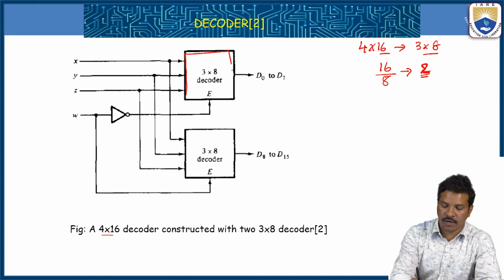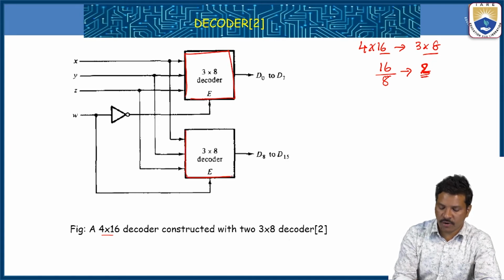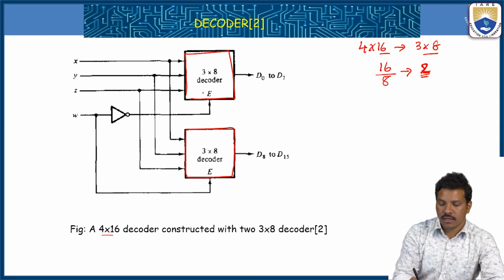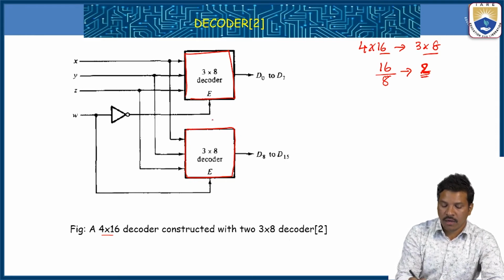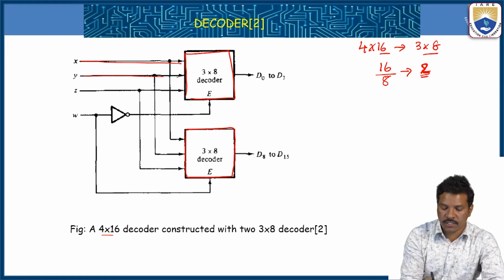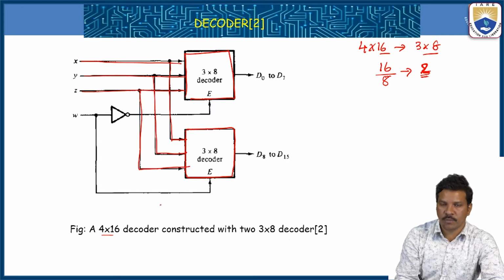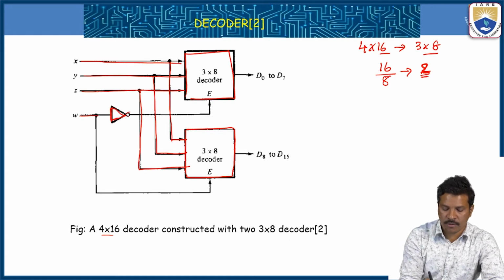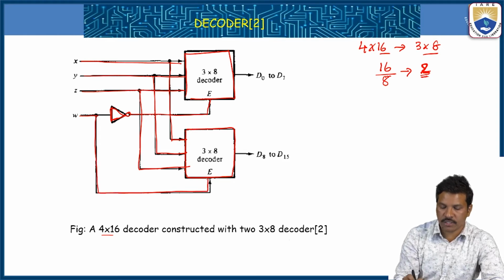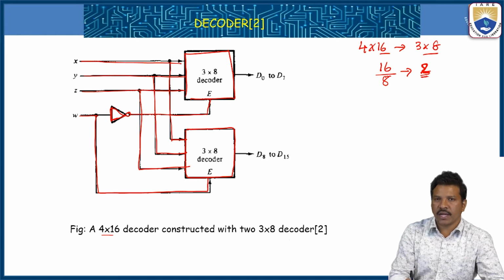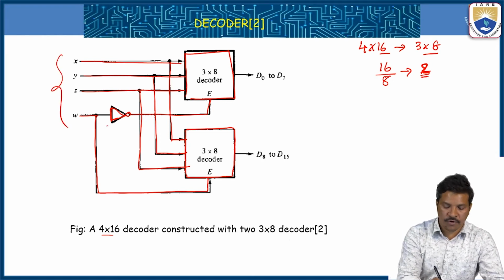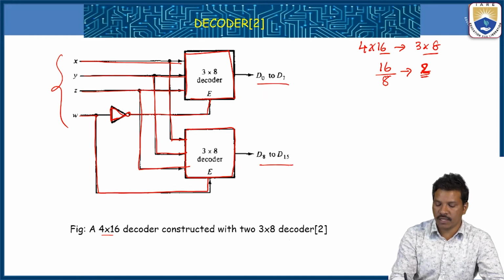Take the 3 to 8 decoder, and especially it is an enabled decoder, high enabled decoder. For these 2 decoders, take the 3 inputs common for both decoders, X, Y, Z, the same X, same Y, and same Z. And the fourth input is connected to enable. An inverter is connected to the above, and a direct connection is given to the below. So in this way we can connect the 4 inputs, with outputs D0 to D7 and D8 to D15. So it is a 4 by 16 decoder.